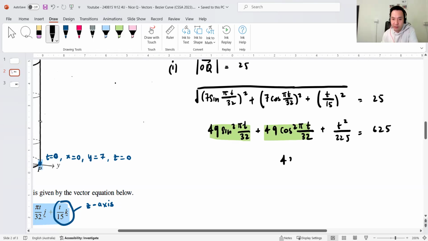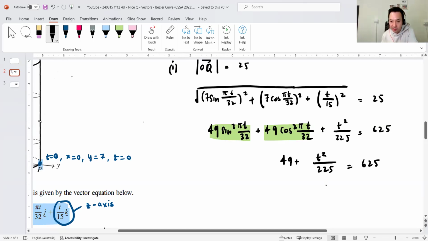That becomes 49 plus t squared on 225. Now, what am I trying to find, by the way? I'm trying to find the coordinate of Q. That's fine, because I'm going to find the value of t. Now, t is time, right? I'm going to find the value of t where this happens, and then I'll sub t into the coordinate to find Q. Pretty straightforward. So I can sub t into the vector equation, and then you'll find the coordinate of Q.